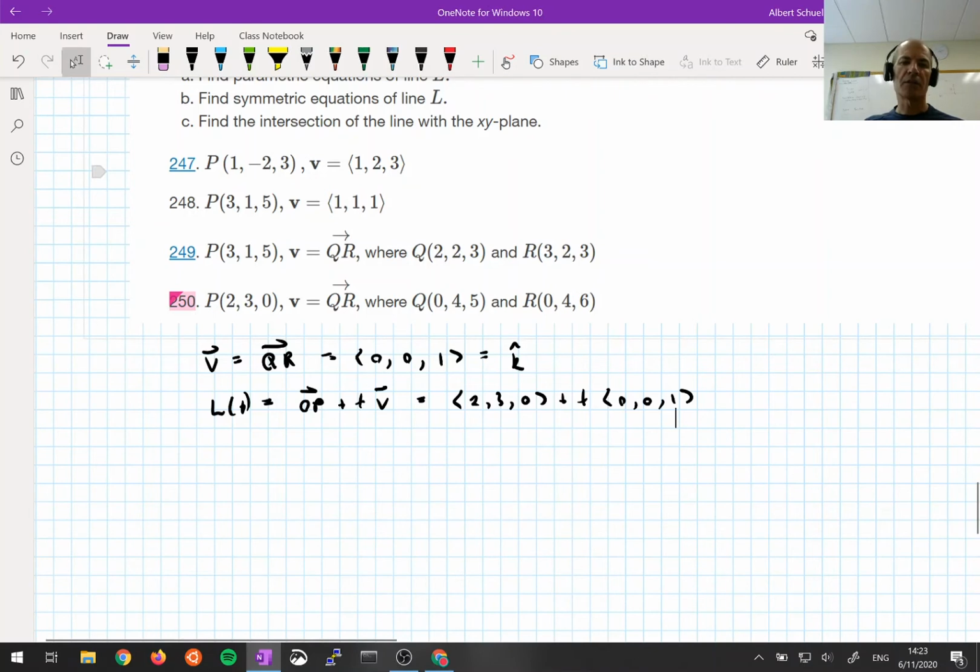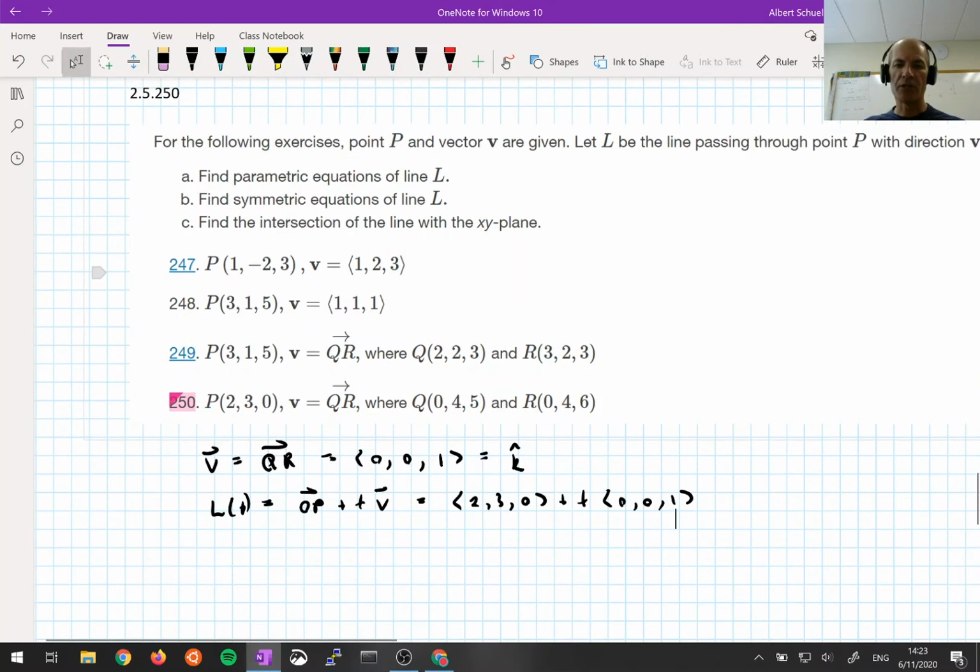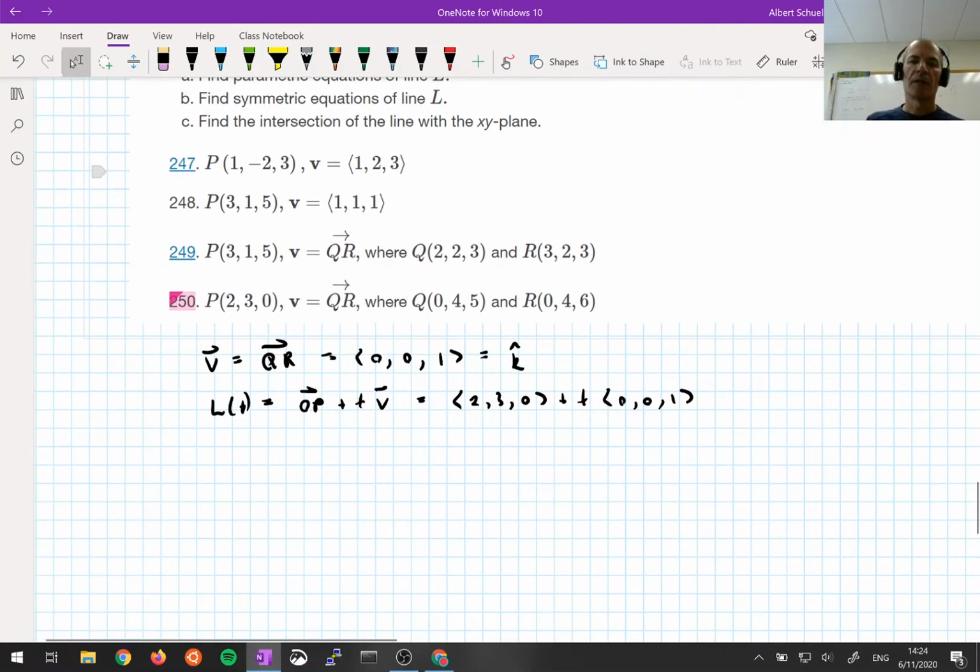And from that you could extract both the symmetric equations, although I'm not asking you to do that, and the parametric equations. So this is the vector form, but you could get the parametric form easily just by pulling out the coordinates. For example, 2 plus t times 0, or 2, 3 plus t times 0, or 3, and then finally 0 plus t times 1, or just t. Find the intersection of the line with the xy plane. What do we know about points that lie on the xy plane?